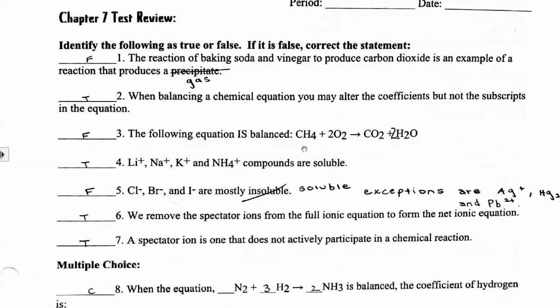The following equation is balanced. It wasn't. Remember, you balance C's and H's and O's, so that was fine. I had H4, so I needed to put a 2 there, and now I'm balanced, so that was false.